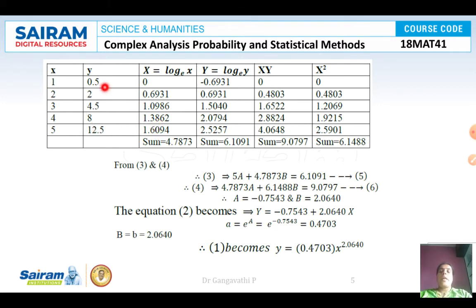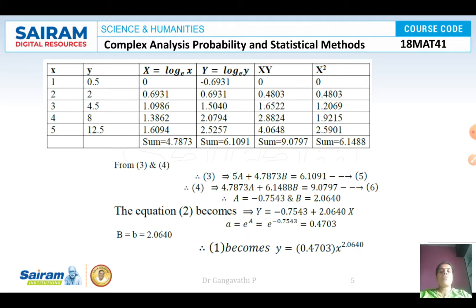So y values are tabulated here and we need to convert them into capital letter Y. For each value of y, you have to operate log to base e on it. So ln of 0.5, that is log of 0.5, is this. Log of 2 is this, log that is to base e. So log of 4.5, log of 8 and log of 12.5. And then multiply these two values and tabulate it here. And then X square. Capital letter X values are here. Square them and tabulate it in the last column.